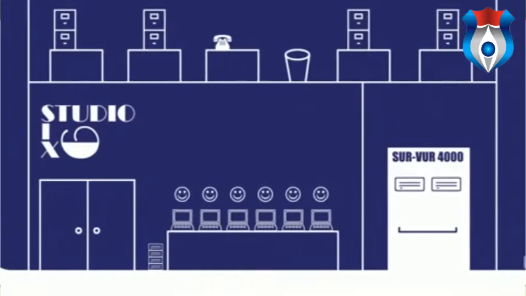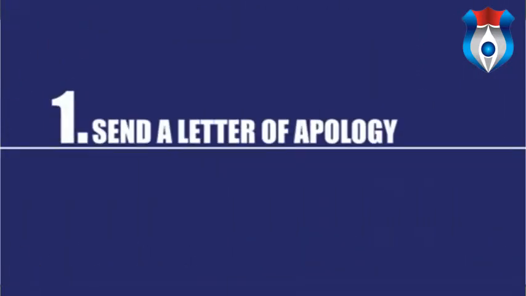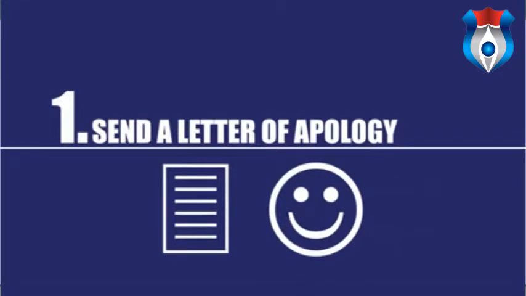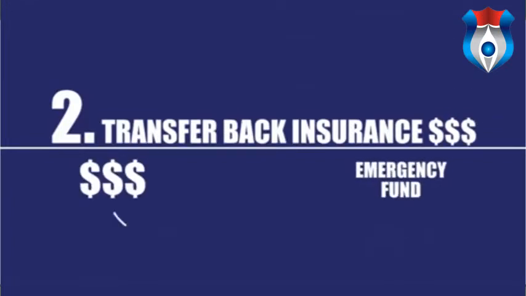Now that the project is finished and things at Studio 6 are getting back to normal, there are a few things that need to be done in order to save face and learn from the experience. 1. Send out a letter of apology to the client. Even if it was only a slight inconvenience to the client, they should still feel secure in knowing that Studio 6 feels bad about the incident. 2. Transfer the insurance money back into the emergency fund. You never know when it will be used next.